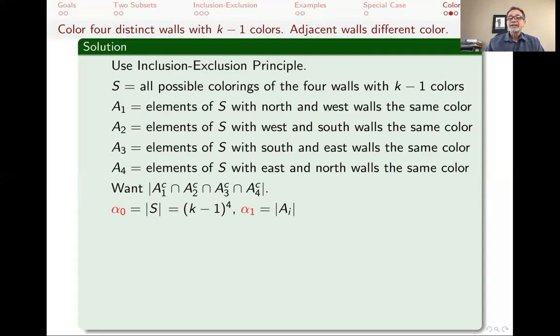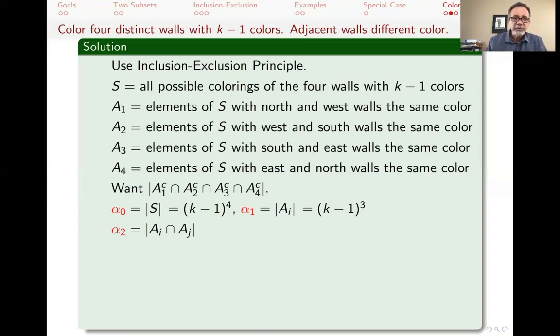We want north and west to have the same color. So we have K minus 1 choices for north and west. Then we choose K minus 1 for east and K minus 1 colors for the south wall. And so we get K minus 1 cubed choices. Alpha 2 is going to be pairs of intersections.